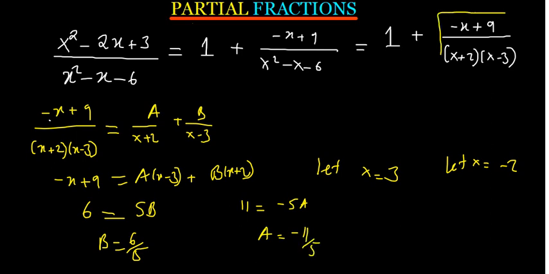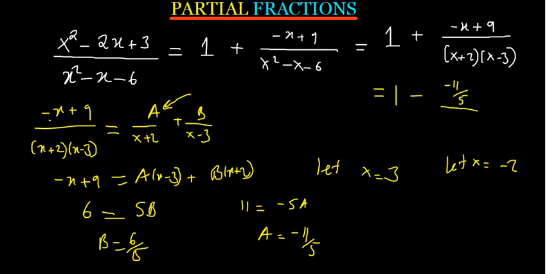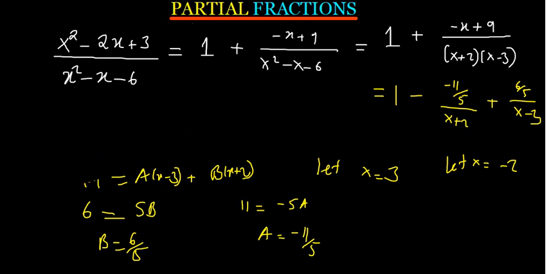So we can break this into partial fractions, and basically what we are going to have is 1 plus, where there is a, we'll put now negative 11 over 5, divided by x plus 2. Then plus, where there is b, we put 6 over 5, divided by x minus 3. Just write that one now nicely to conclude.